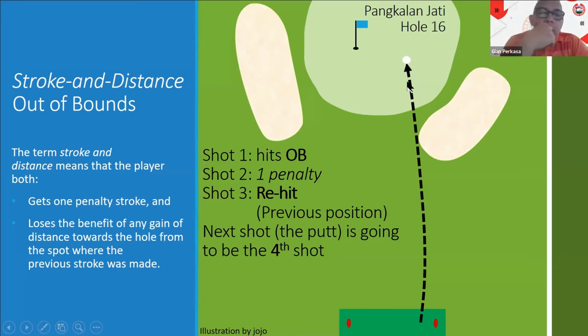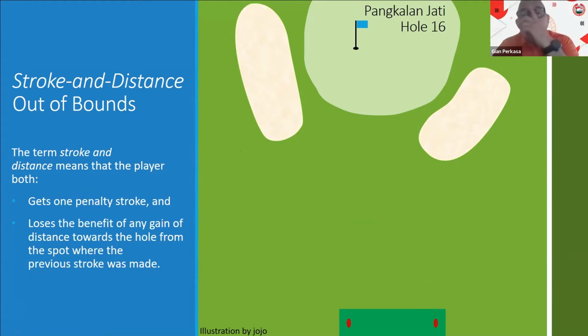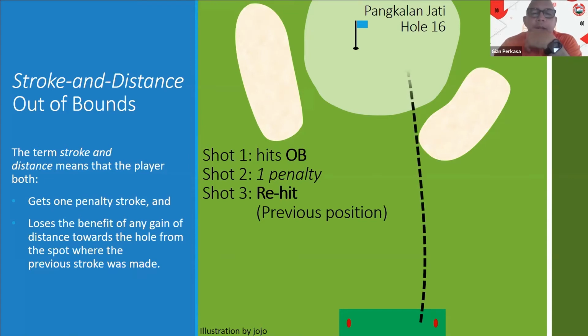Ya, jadi kalau ini contohnya hole 16 Pangkalan Jati. Di sebelah kanan itu adalah kuburan ya, ada garis putihnya. Di sebelah kanannya ini yang hijaunya lebih tua, itu kuburan. Nah, kalau seseorang pukul bola dari tee box, bolanya slice ke kanan, ini berarti bolanya sudah OB. Itu berarti pukulan pertama tadi sudah OB. Yang harus dia lakukan adalah pukul kembali di tempat semula. Pukulan berikutnya itu dianggap sebagai pukulan ketiganya, karena 1 shot penalty dan re-hit.